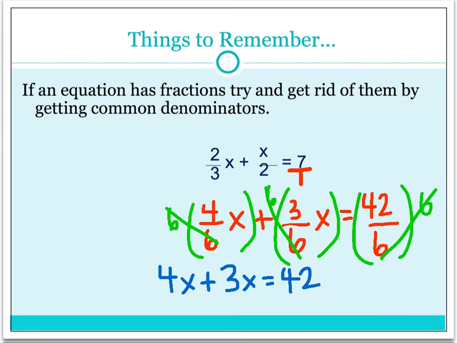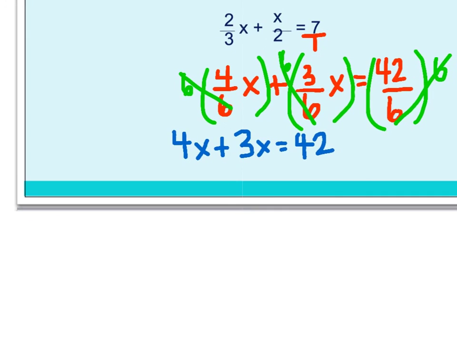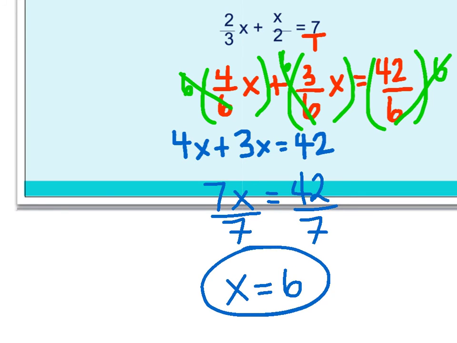We now see that we have like terms. 4x and 3x is going to give me 7x is equal to 42, and I divide to undo the multiplication, and when I divide by 7, I get x is equal to 6.